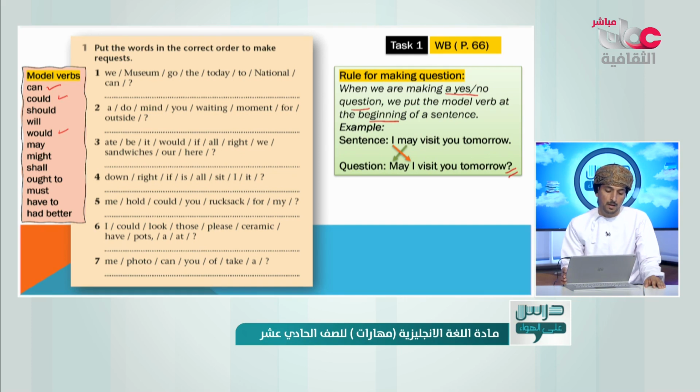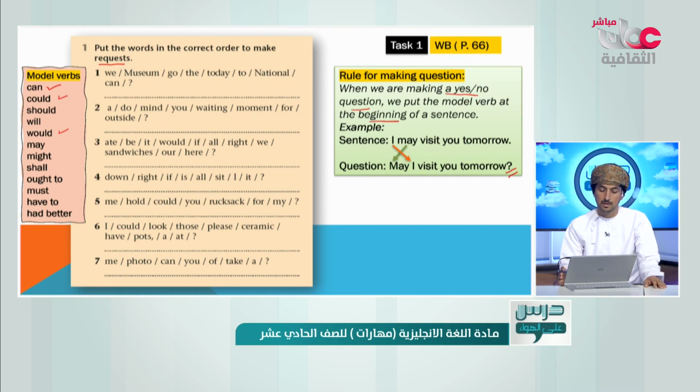Number 1, put the words in the correct order to make requests. So we are going to make requests. So dear students, before you answer this question in your workbook, I want you to bring a notebook and try to answer it by yourself. Then copy your answer when it is correct. Okay. Number 1, we have here we, museum, go, the, today, to, national, and can. I want you to put them in order to form a question.